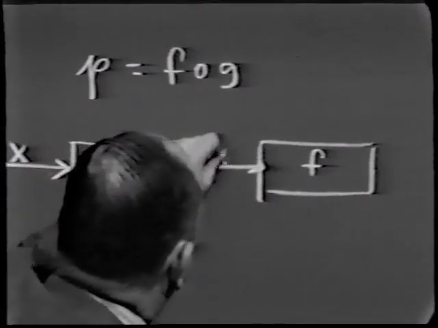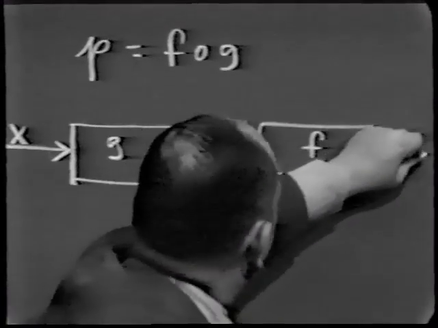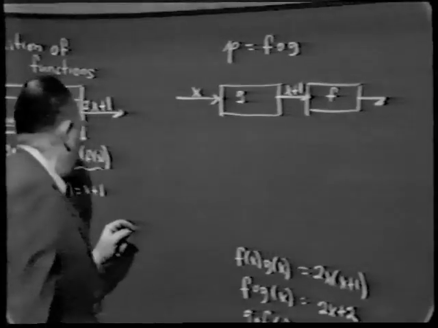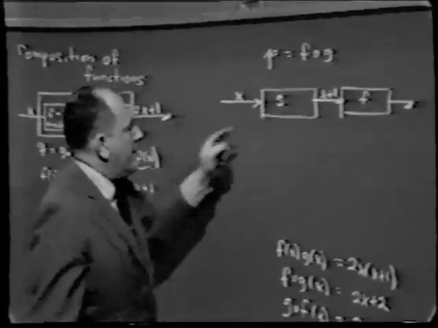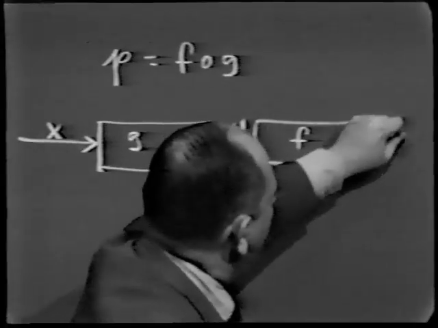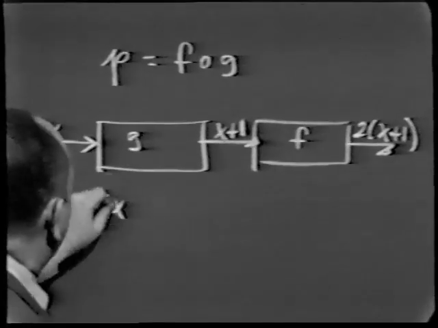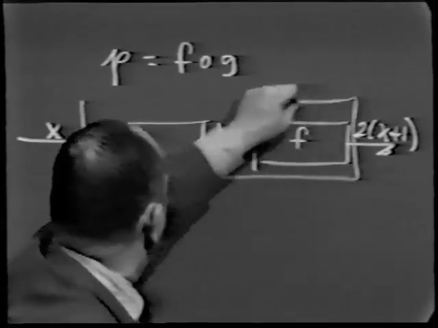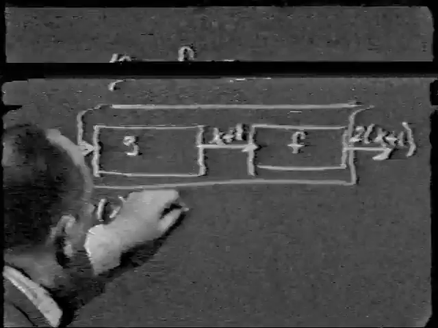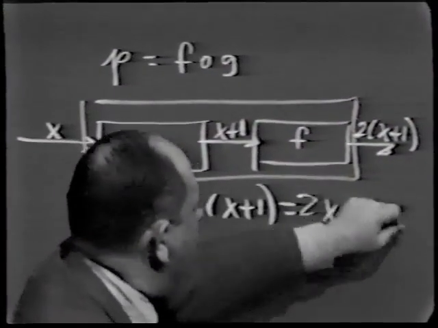If the input is X, the output of the G machine is 1 more than the input. That would make the input X plus 1 to the F machine. What does F do? Remember, F doubles. F doubles the input. So the output here would be what? Twice X plus 1. In other words, what would P of X look like? If X goes into the P machine, what comes out is twice X plus 1, or 2X plus 2.